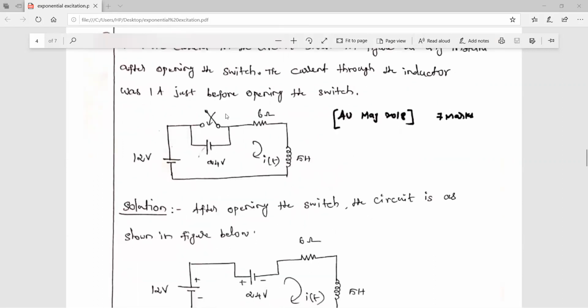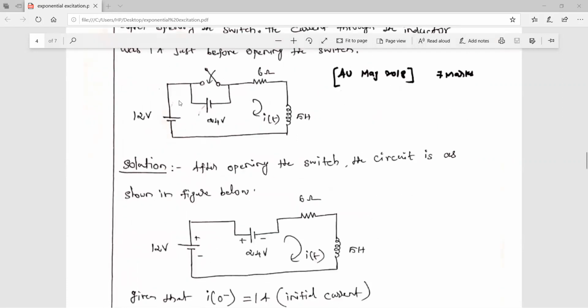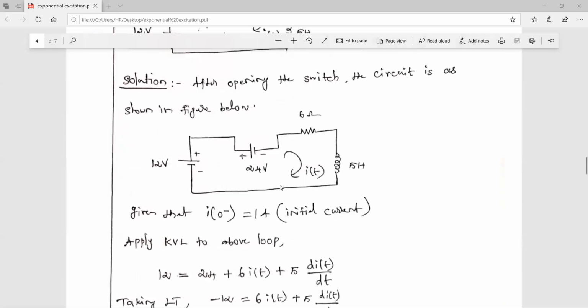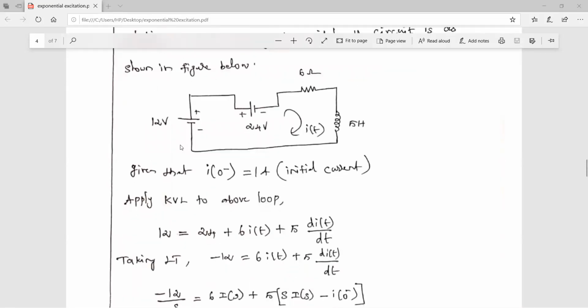If the switch is open, first we have to draw the equivalent diagram of this circuit. If the switch is open, the switch is not connected. But what about the remaining things? This 12 volt battery, this 24 volt battery, the 6 ohm resistor and the 5 ohm resistor. So we will get one closed path. In this closed path, assume the current flowing through the circuit as I of t. Our aim is to find this current I of t. So what is the next step? We have to apply the KVL equation for this loop.